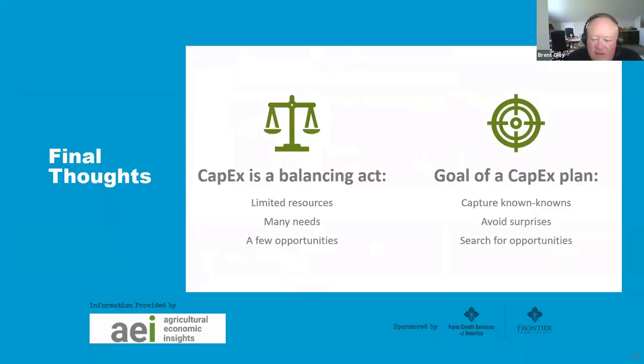And I think, to kind of wrap it up, capital expenditure planning is a balancing act. We all have limited resources, and we all have lots of needs. And it's not surprising that you'd hear two economists talking about trade-offs, and trade-offs are really at the heart of economics. And I think capital expenditures are a great example of it.